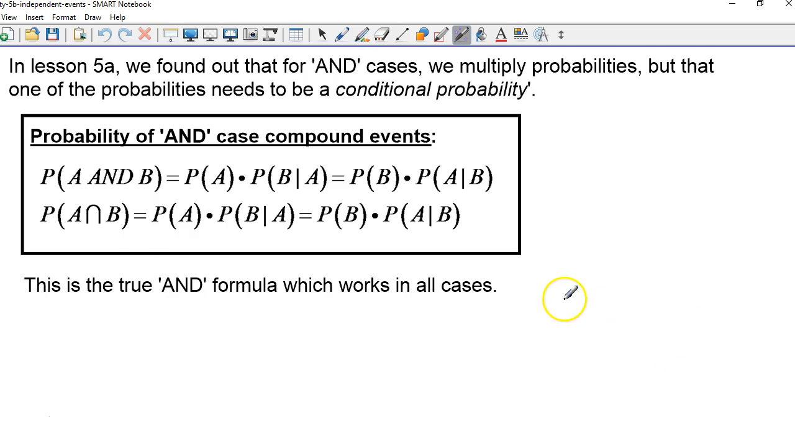So just to review what we covered in the last video, we found that the probability of an event A and B occurring, both occurring together, would be the probability of A occurring times the probability that B occurs given that A has occurred. A conditional probability, and that's the catch, that the second probability has to be a conditional probability. Or we could have listed the probability of B first, and then it would be times the probability that A happens given that B happened. Those are the true AND formulas that work in all cases.